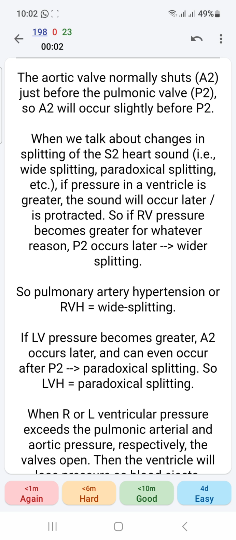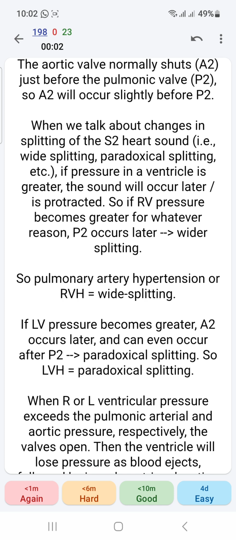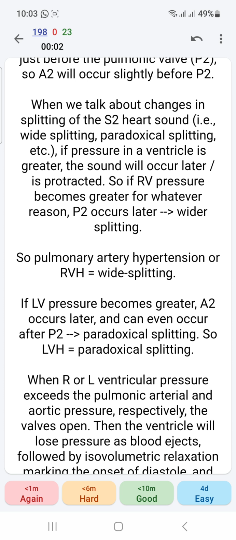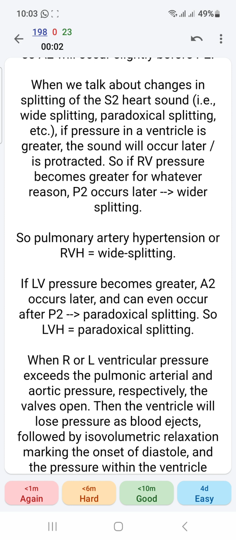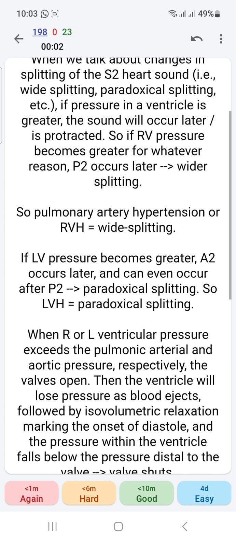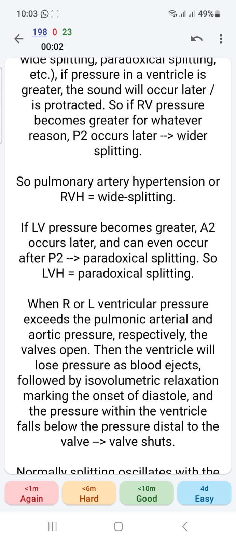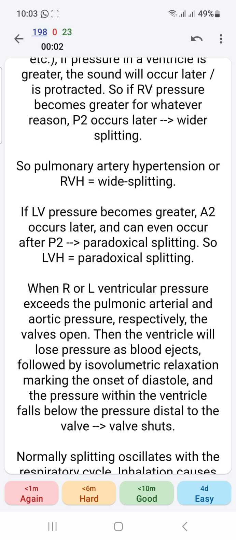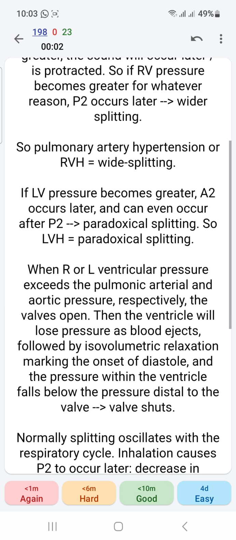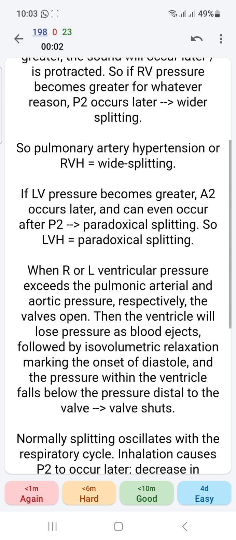The aortic valve normally shuts, A2, just before the pulmonic valve, P2, so A2 will occur slightly before P2. When we talk about changes in the splitting of the S2 heart sounds, that is wide splitting, paradoxical splitting, etc. If the pressure in a ventricle is greater, the sound will occur later or is protracted. So if the right ventricular pressure becomes greater for whatever reason, P2 occurs later. Wider splitting. So pulmonary artery hypertension and right ventricular hypertrophy both would give wide splitting.